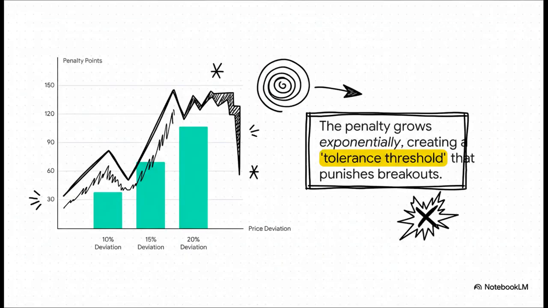This bar chart shows you the power of that curve perfectly. At a 10% deviation from the average, the penalty to the score is about 38 points. Okay, manageable. The system sees this as good volatility. But look what happens when that deviation hits 15%. The penalty almost doubles to 70 points. And at a 20% deviation, it jumps to over 100, which instantly sends the rebound probability score crashing to 0. It creates this mathematical cliff, a tolerance threshold that just absolutely hammers large, dangerous moves.